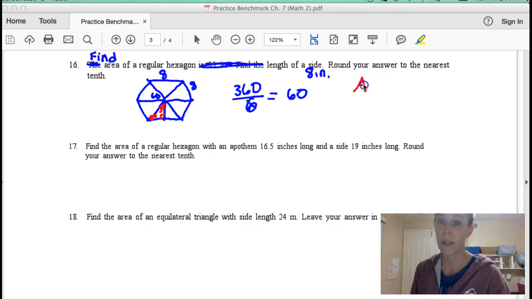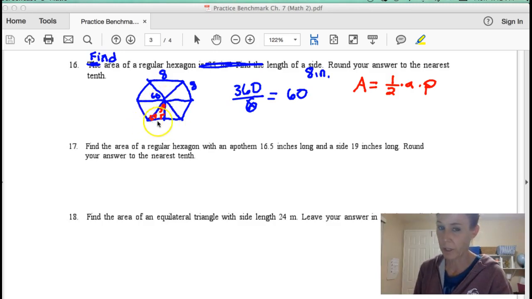I know to find the area of a polygon, my formula is 1/2, and you need to know this, 1/2 times the apothem times the perimeter. And the apothem is just the altitude dropped from the center perpendicular to an opposite side so that you create a 30, 60, 90, or whatever it might be. In a hexagon, you're going to create a 30, 60, 90, all right?